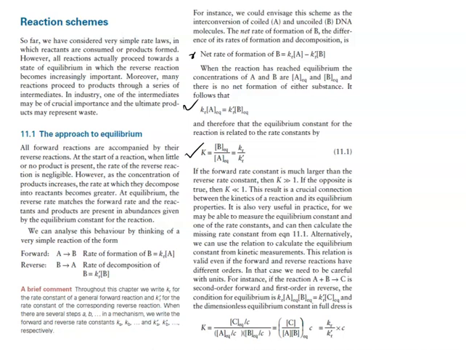It's also very useful in practice, for we may be able to measure the equilibrium constant and one of the rate constants, and then we can calculate the missing rate constant from equation 11.1. Alternatively, we can use this relation to calculate the equilibrium constant from kinetics measurements.